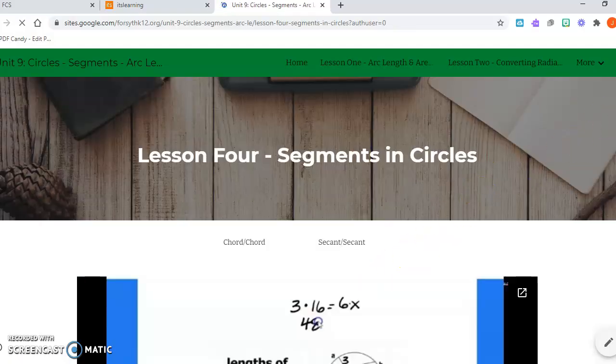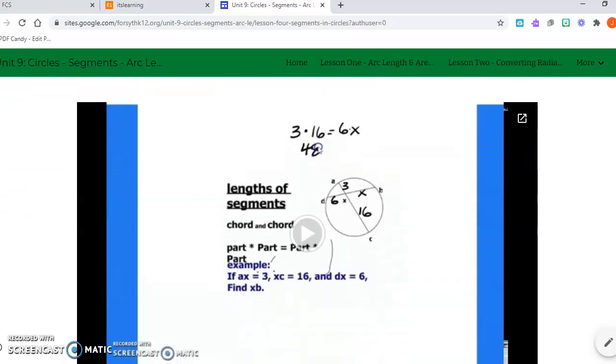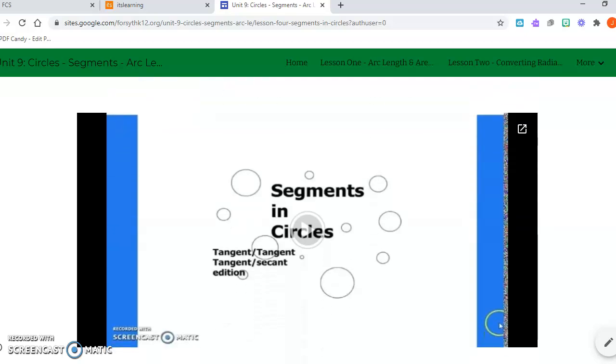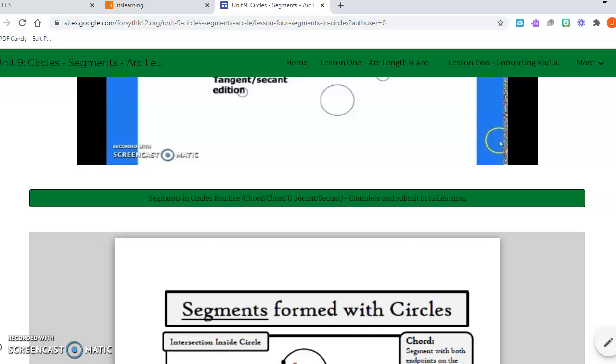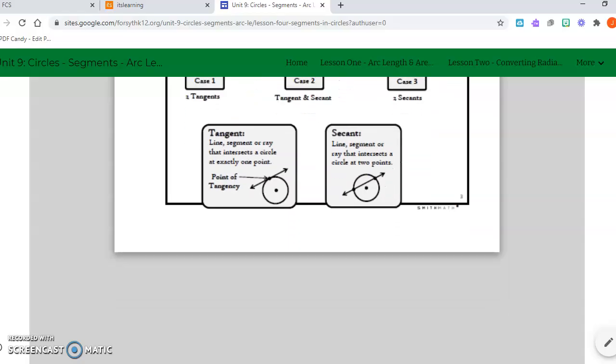Lesson 4, segments and circles. And you've got 2 videos. One that goes over chord, secant, and another one that goes through tangent, secant, tangent. Then you just have some practice work here. And again, it gets submitted in Its Learning. And then I've got your chord rules for you here.